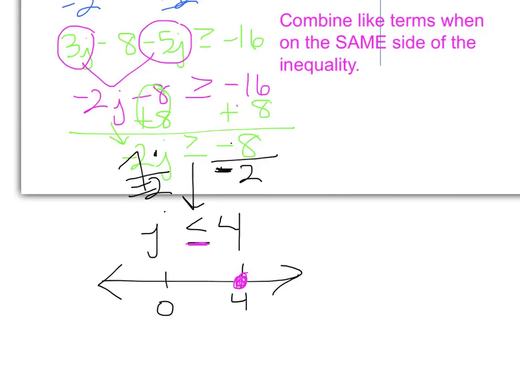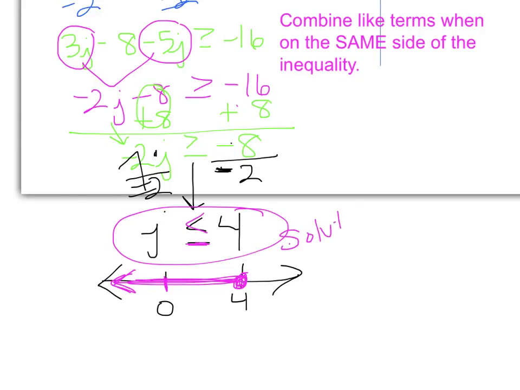Okay, now I need to think of a number that is less than 4. So how about 0? 0 is less than 4, so that's the direction we're going to shade. We're going to shade to the left, arrow pointing to the left, arrow pointing to the left. So that is a graph of our solution to the inequality.